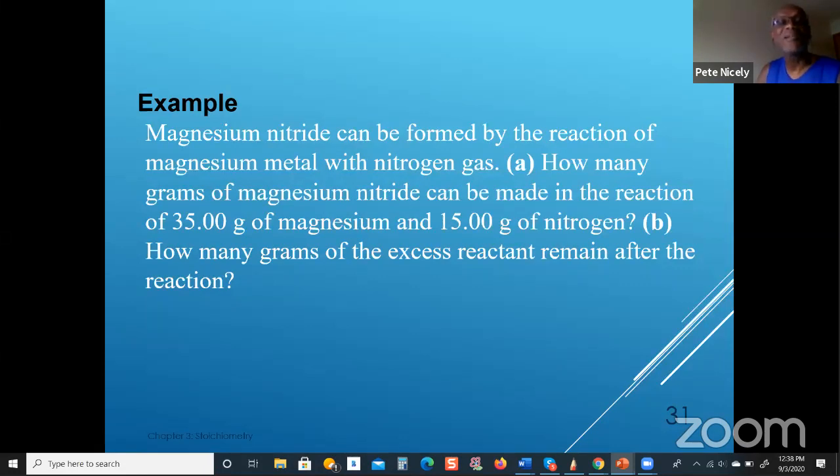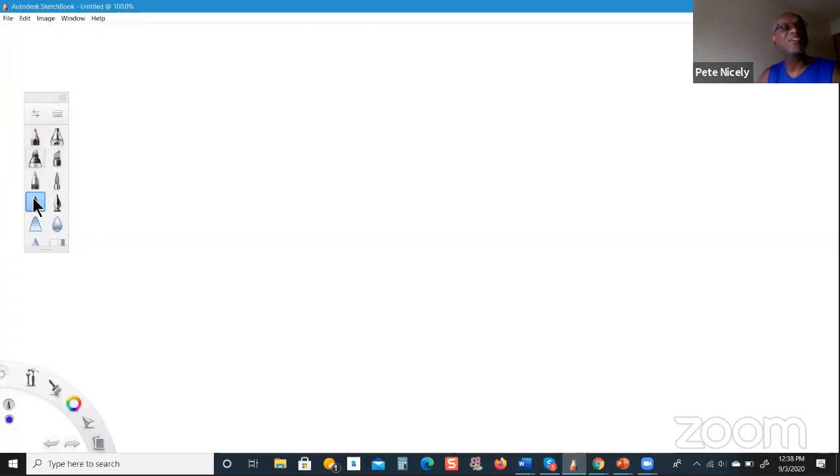The A part is asking how many grams of magnesium nitride can be made in the reaction from 35.00 grams of magnesium and 15.00 grams of nitrogen. All right, so you're given the reaction in words, and you're given the mass of magnesium and the mass of nitrogen that you're starting off with. And then the B section is asking how many grams of the excess reactant remain after the reaction. Okay, so the very first thing you need to start off with is a balanced equation.